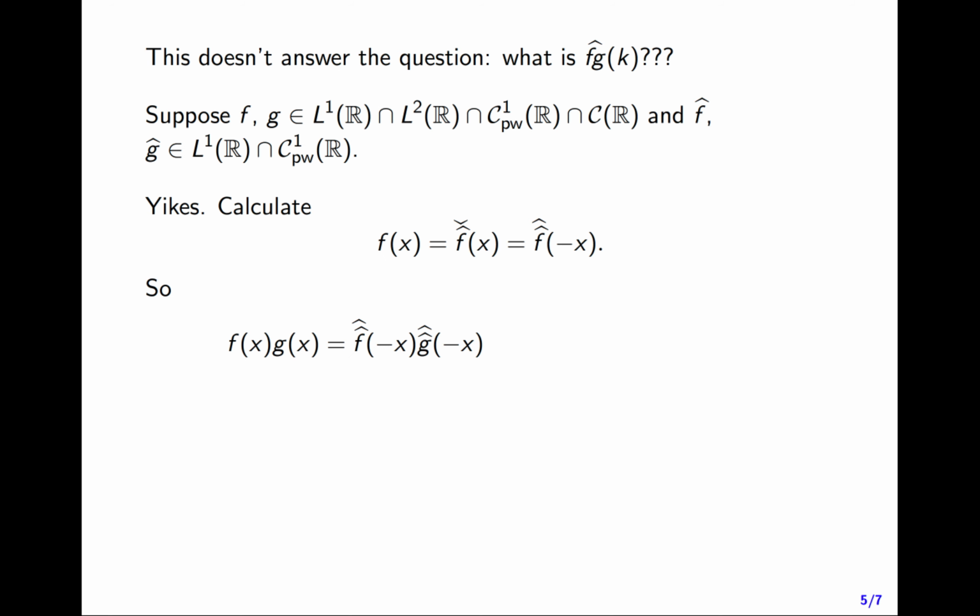So if I take my product f of x times g of x, that's really f hat hat of minus x times g hat hat of minus x. Okay? But by my work with convolutions, the product of two Fourier transforms is really the Fourier transform of the convolution. So f hat hat of minus x times g hat hat of minus x is f hat convolved with g hat Fourier transformed at minus x over root 2 pi. Maybe hit pause here for a moment and make sure you feel okay with these three equalities.